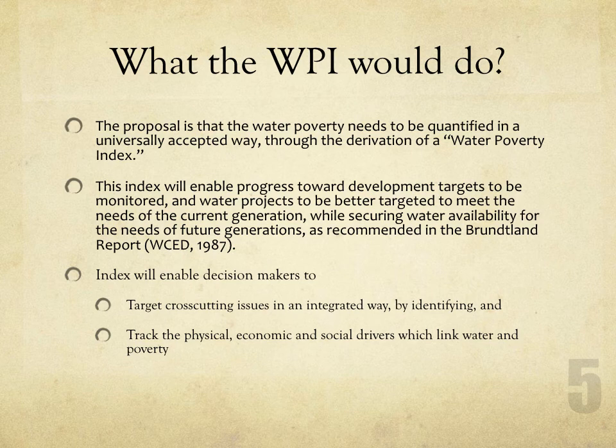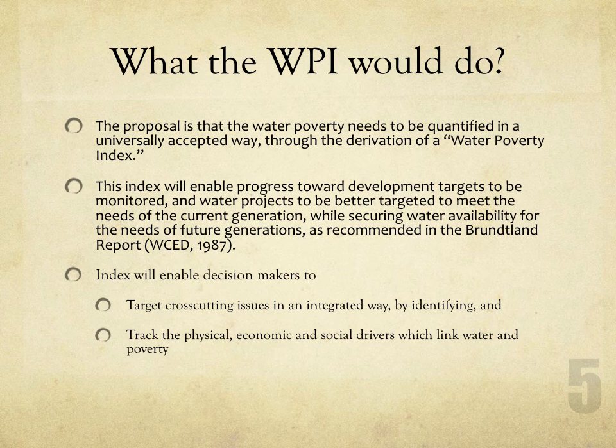So what would the WPI do? Her proposal is that water poverty needs to be quantified in a universally accepted way. Now, many people have different ontological positions, which we discussed in the research design class, whether you are a positivist or post positivist, or you believe in multiple realities, or are an interpretivist, etc. I'm just flagging this so that some connection can come to your mind. But she seems to be much more positivist, right?